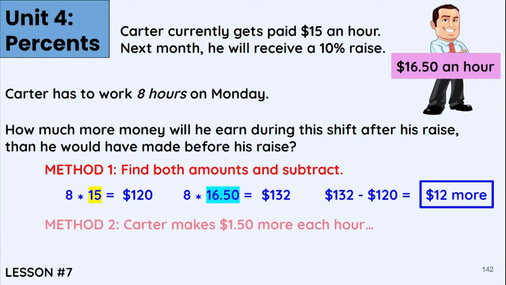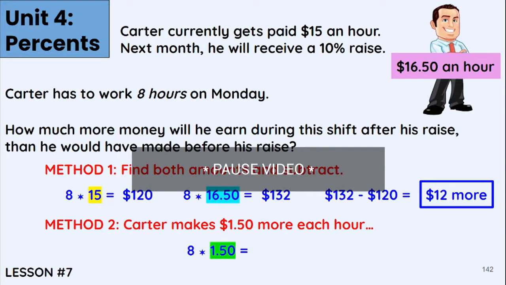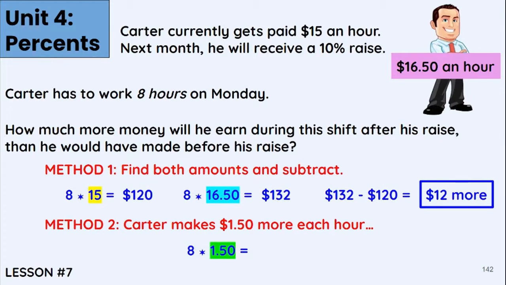Method two, if Carter makes $1.50 more each hour, remember when we found that out, he makes $1.50 more with this raise? You could just do $1.50 times 8. Go ahead and find out what that would be. You'd also find out he makes $12 more using this method.